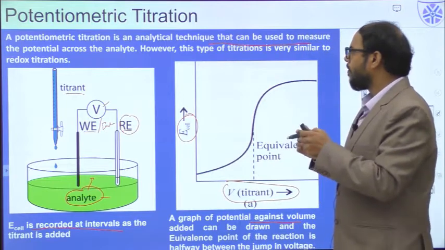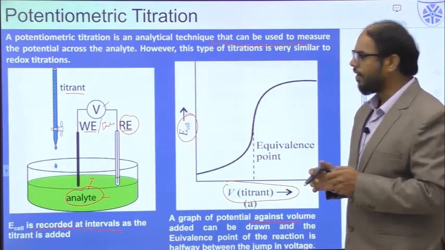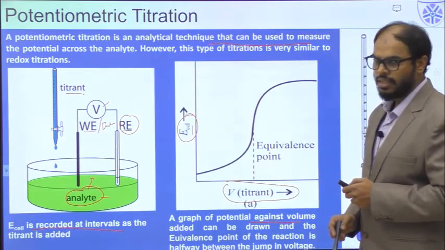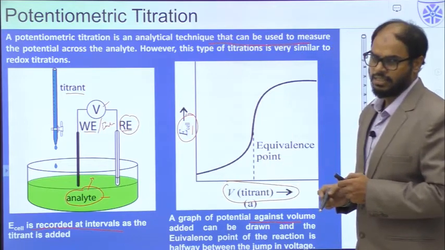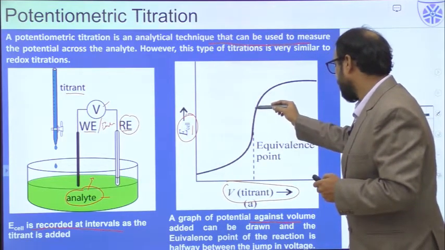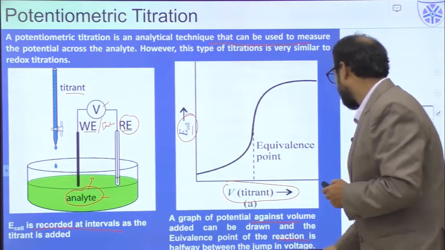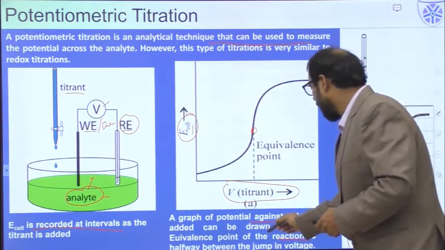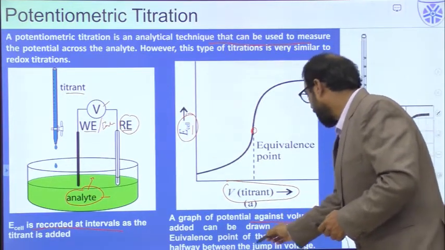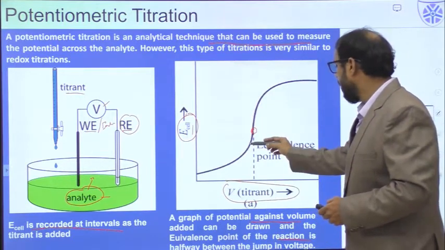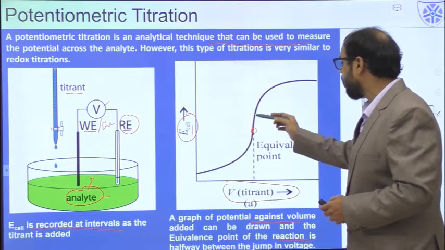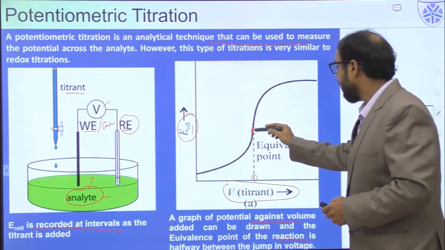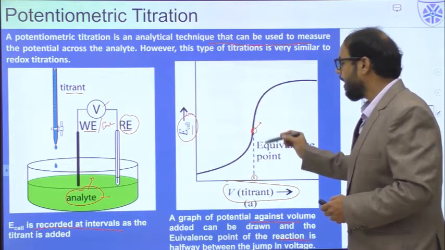So this is the basis of a potentiometric titration, where we plot a graph between the electrode potential on the y-axis and the volume of the titrant on the x-axis, and the point where there is a big jump in the voltage, this jump we take as the equivalence point. The equivalence point from the graph is halfway along the jump in the voltage. Whenever there is a jump in the voltage, that particular volume of titrant added is the equivalence point.